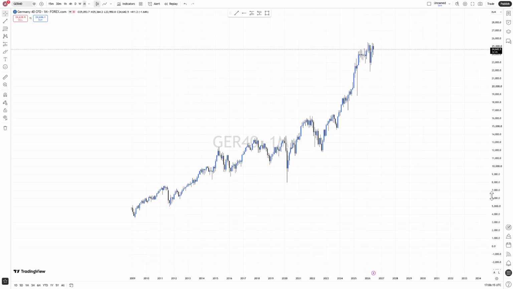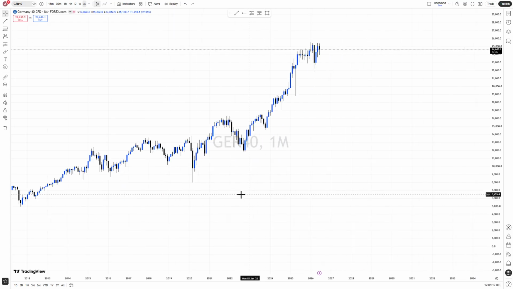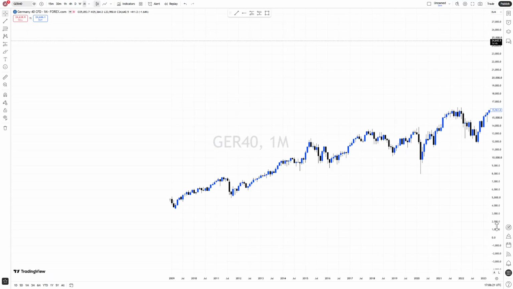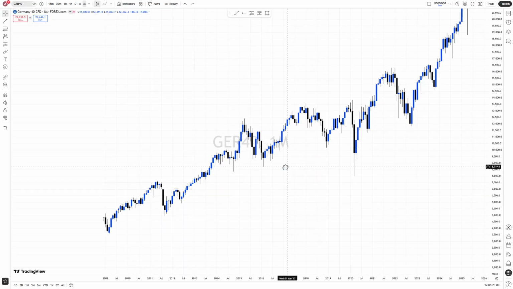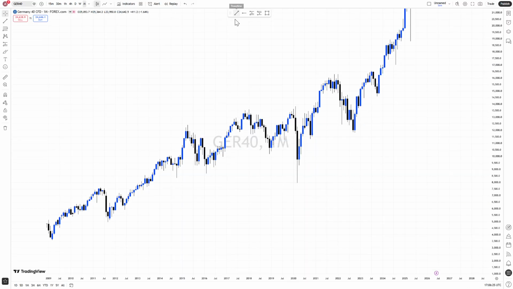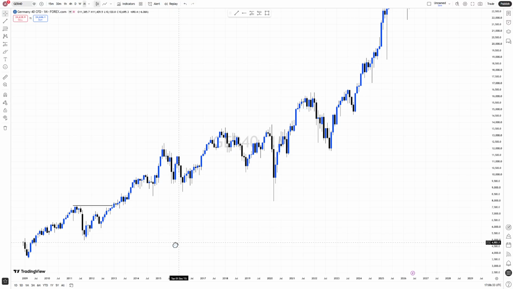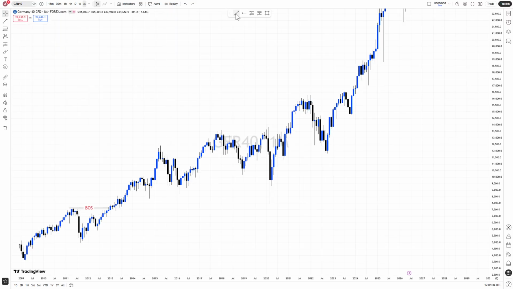Since 2009, we are bullish, right? On the monthly time frame, we can say that we are bullish by causing breakout structures, right? That's the reason why we can say that we are bullish. These are the breakout structures we are having.